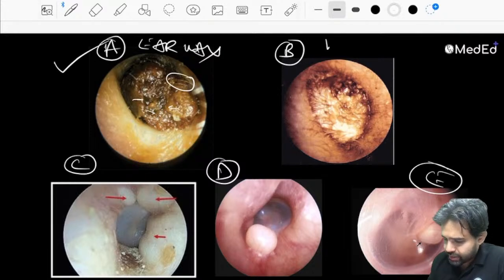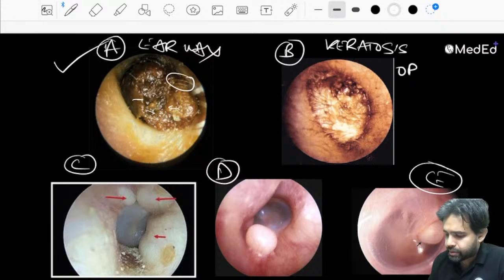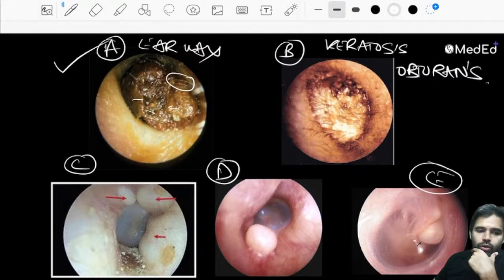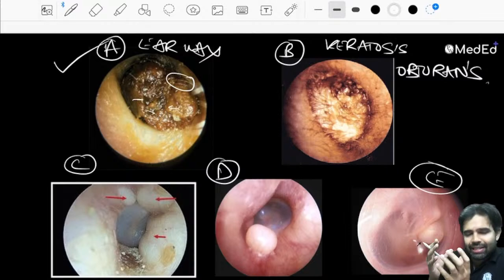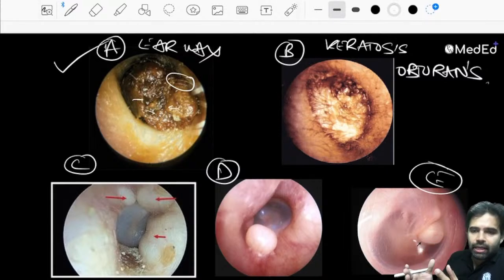Whereas this one over here is keratosis obturans. This is asked many times. In fact, this is the same image that has come from your PYQs. So keratosis obturans, it is all a history. They will say it is extremely hard wax. It's keratin. It is basically dried up skin.